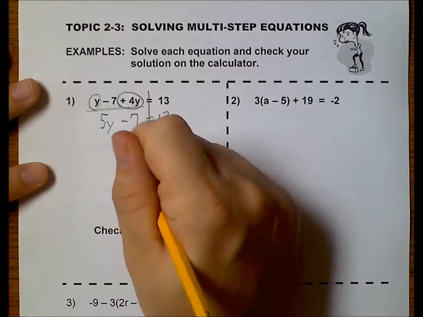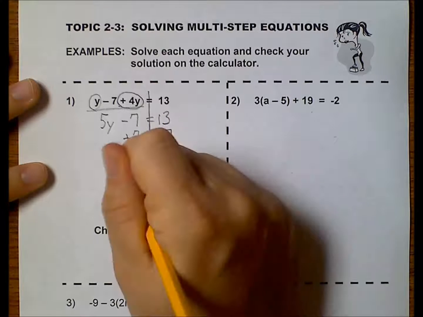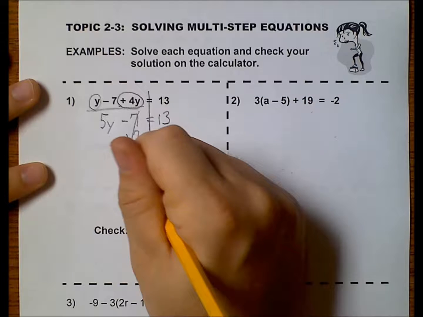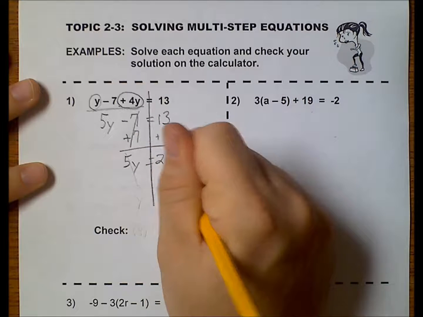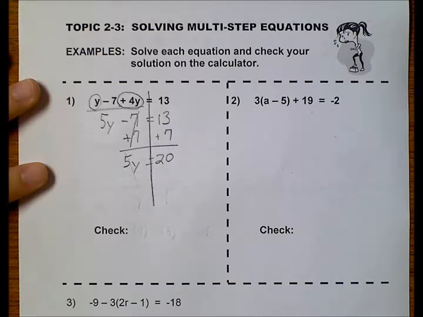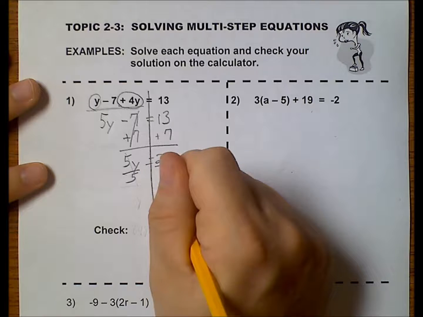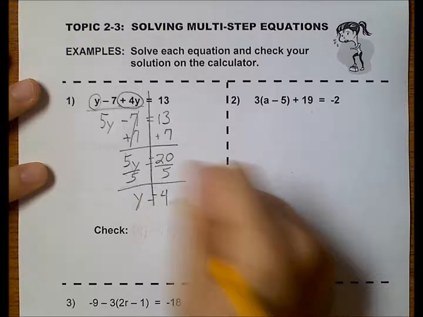So I'm going to add 7 to both sides. Those 7's cancel, leaving me with 5y equals 20. Now I need to divide both sides by 5. And I get that y equals 4.